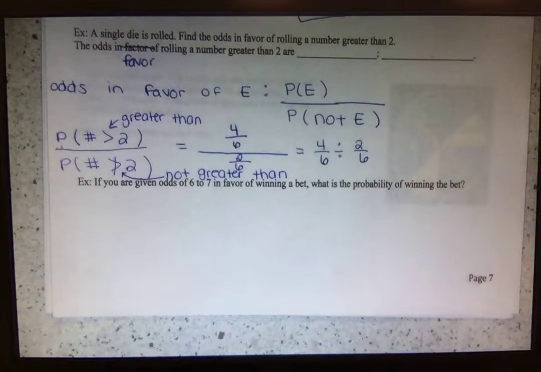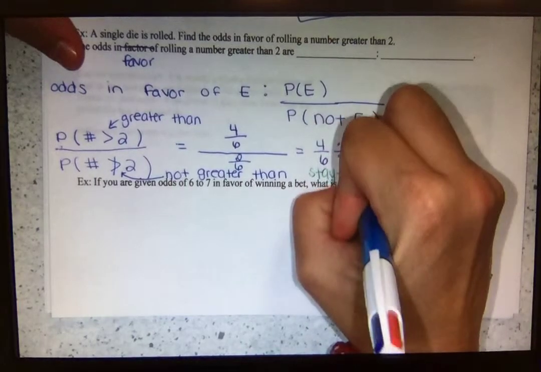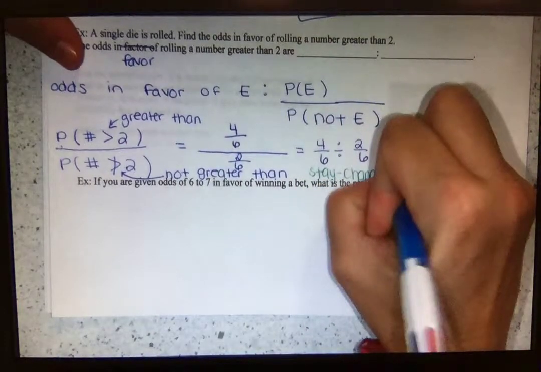How do we divide fractions? You want me to be hungry? KFC. Keep, change, flip. I'm going with keep, change, flip, whatever you want to call it. Multiplying by the reciprocal. Our first fraction is going to stay the same, our operation is going to change from division to multiplication, and we are going to flip our second fraction.